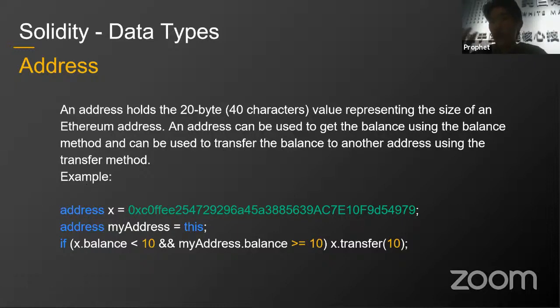And the address variable has some special features. When you define an address variable, it can use some global variable features like this. You can use dot balance to get the balance of this account. And you can use transfer to transfer money from one account to another account. So address, in fact, is a very innovative creation of Solidity.